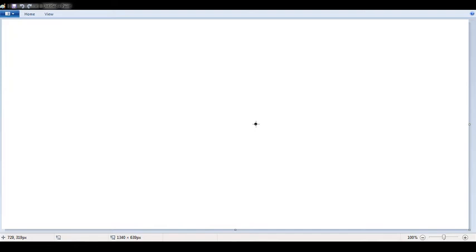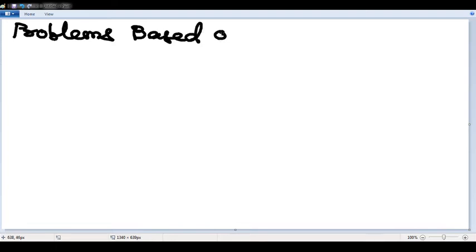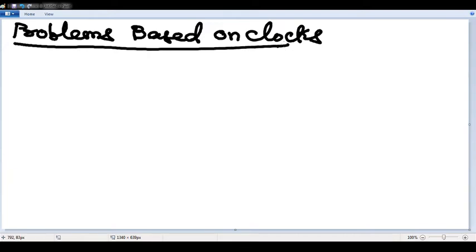Please write down problems based on clocks. Problems based on clocks. Very important concept. We will try to cover as much as possible. Listen carefully. To all the students who are listening to me for the first time, kindly do not comment when I am discussing a concept. After the concept is over, I will take up all your doubts.